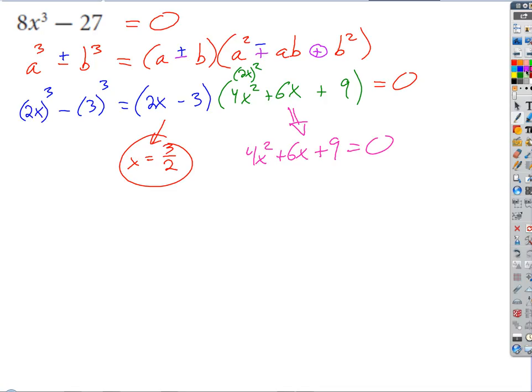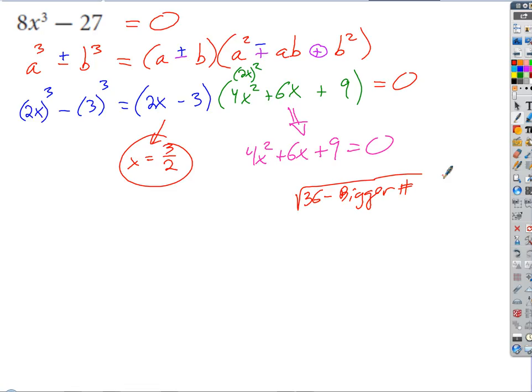So, if we were to set up then the discriminant, we're going to get b squared, so that's 36 minus 4 times 9. Well, what do you know already? We're going to get 36 minus a bigger number. What are we going to get? We're going to get a negative number, right? So we can stop, right? We know that we're not going to get any real solutions.